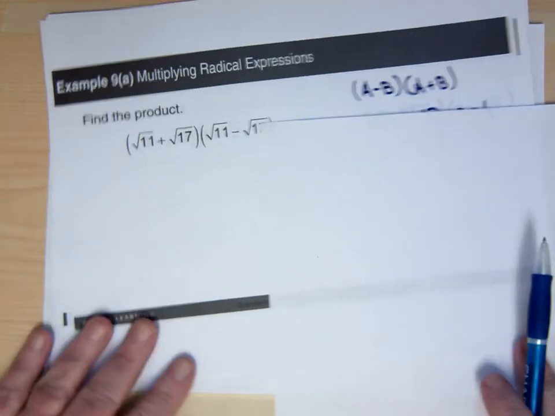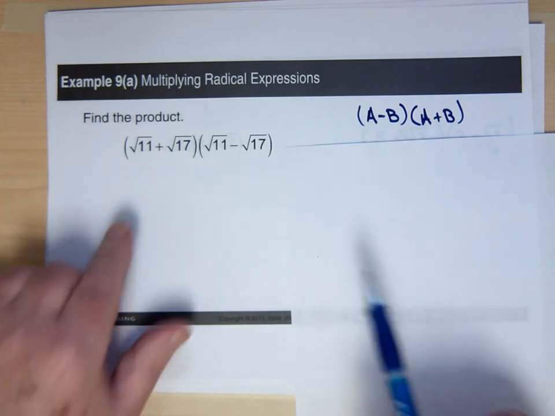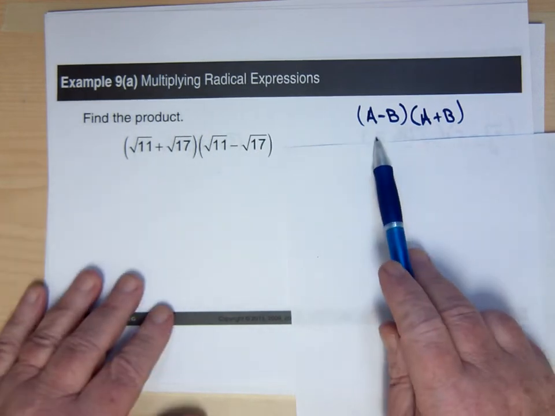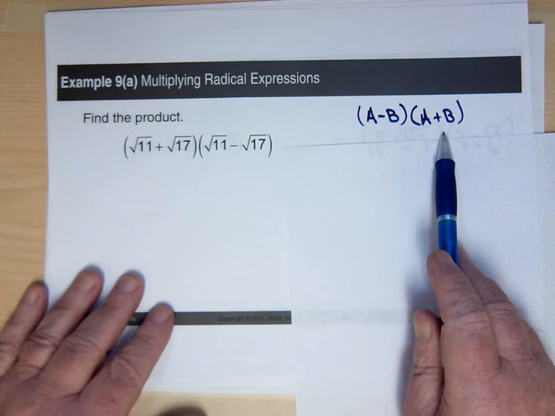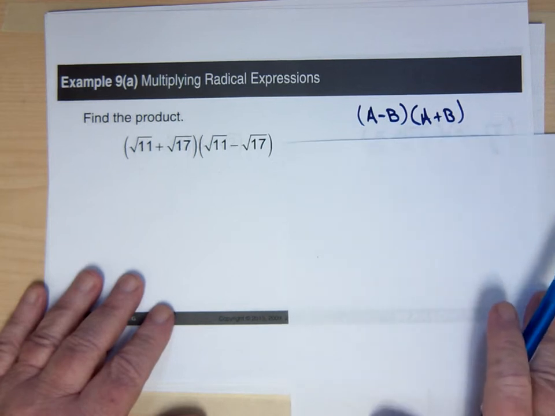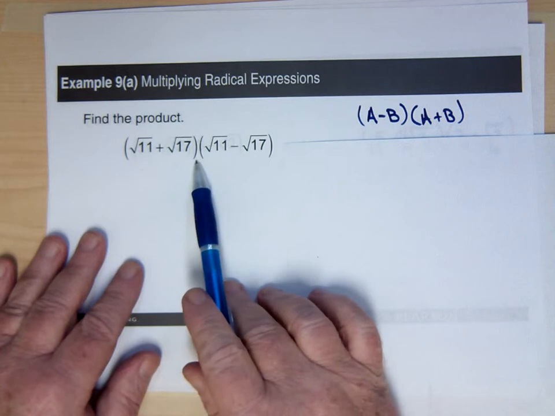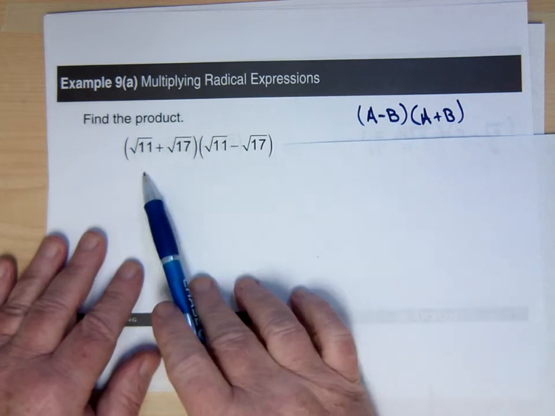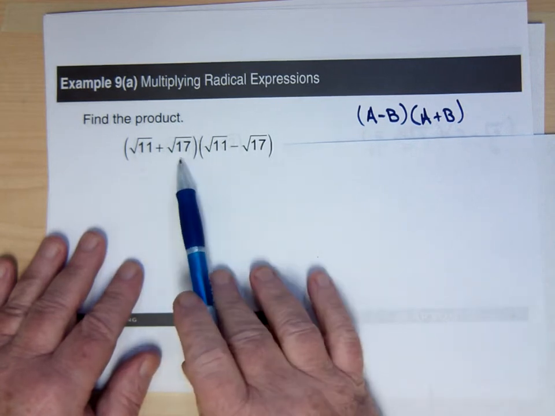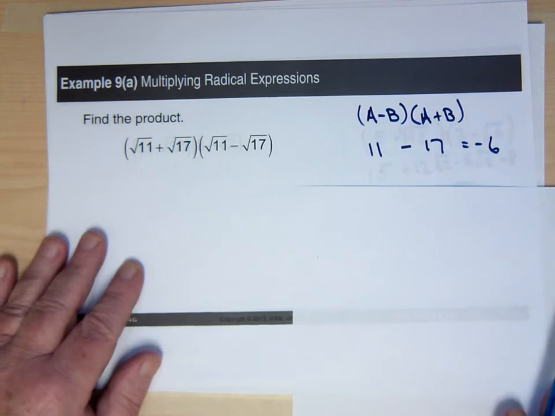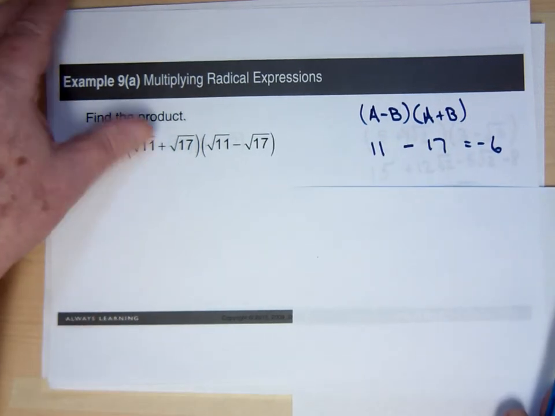Here we're going to exploit and observe that we have a pattern of a minus b times a plus b is going to be a squared minus b squared. So here I have a plus b, a minus b, so this is going to be a squared, which is 11, minus b squared, which is going to be 17, and the net is going to be minus 6.